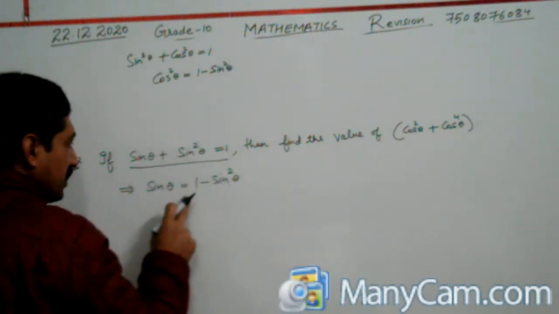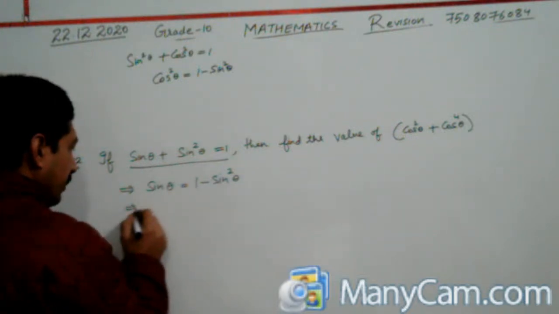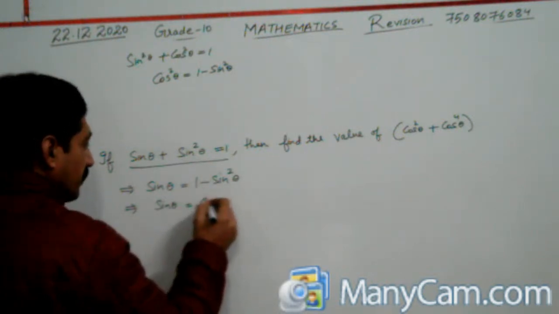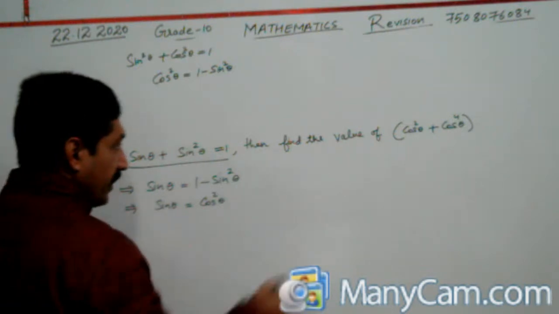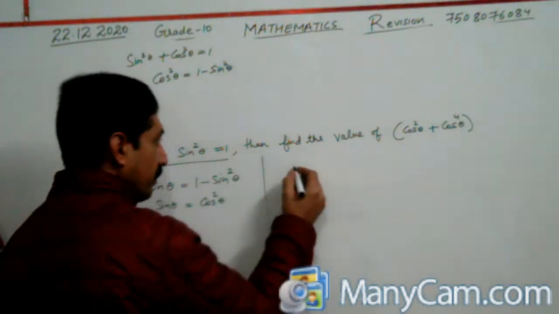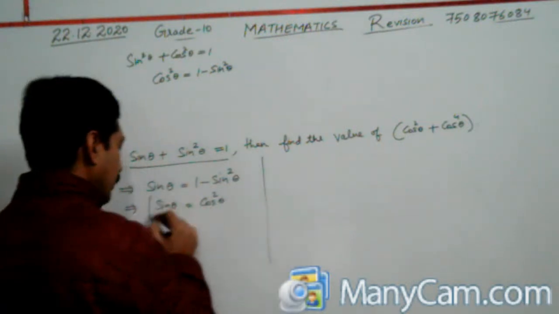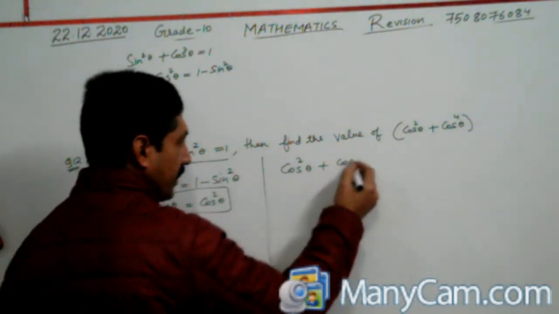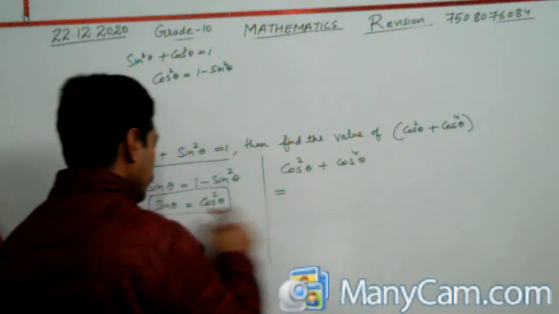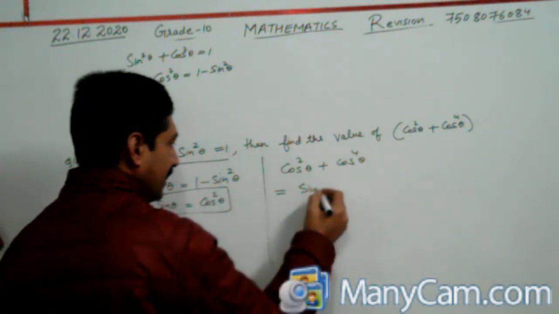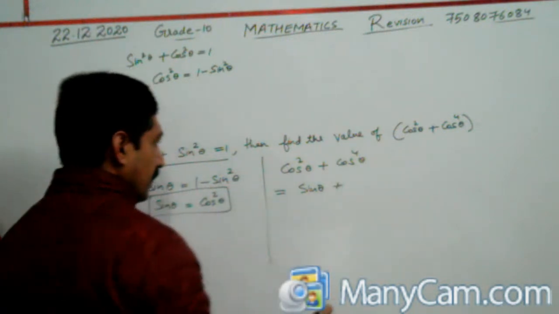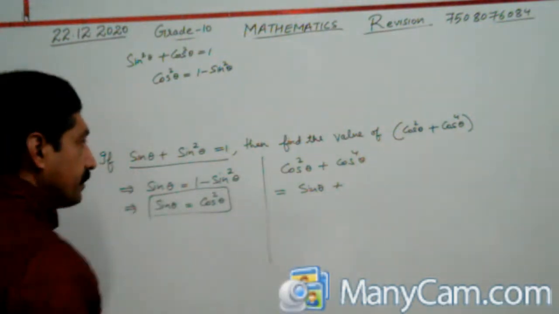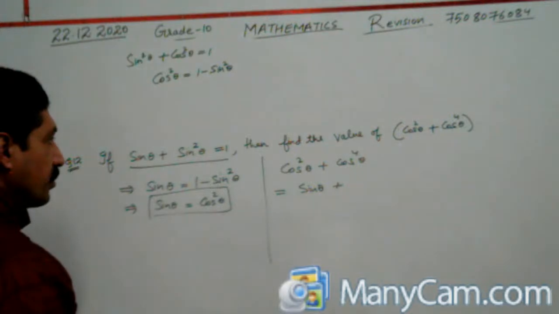So here, sine of theta, we can replace sine of theta is equal to cosine square of theta. So find the value of here. Then we have to find cosine square theta. So this value I can put here: cosine square of theta plus cosine raised to power 4 theta. So here cosine square theta is sine theta, plus here we can write cosine square theta, cosine raised to power 4 theta.